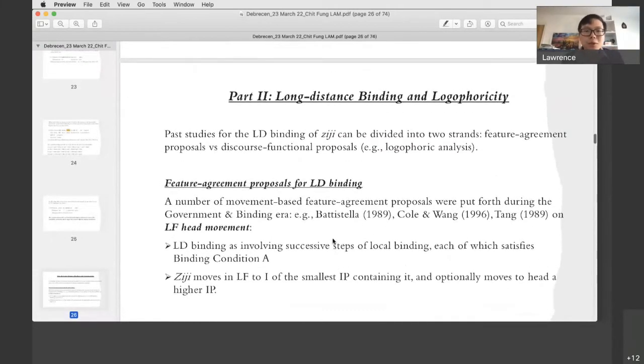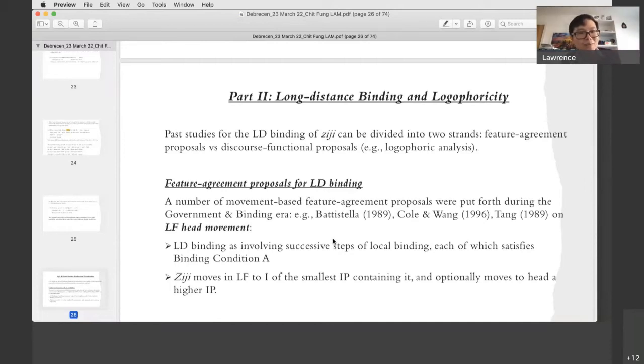All right. So now I'll talk about how past accounts deal with this, given there are so many complexities, especially in terms of the blocking effects. So how do past accounts explain the long distance binding of ziji? We focus on ziji here first because it involves long distance binding and has been quite fascinating.